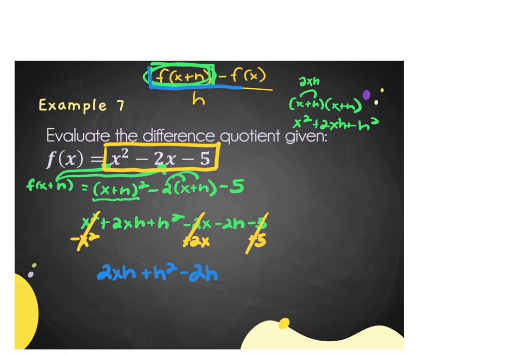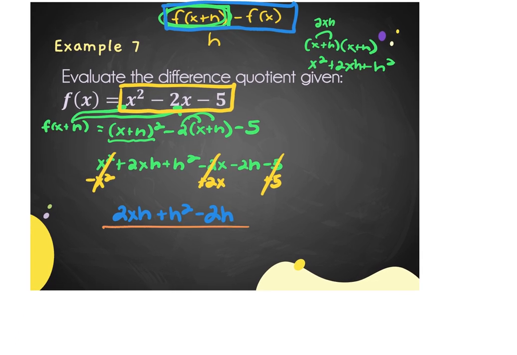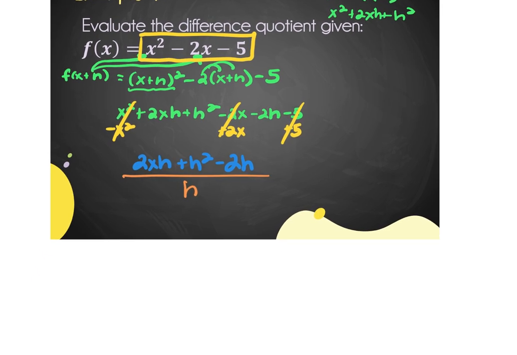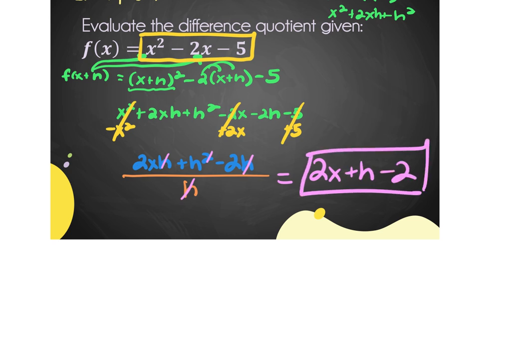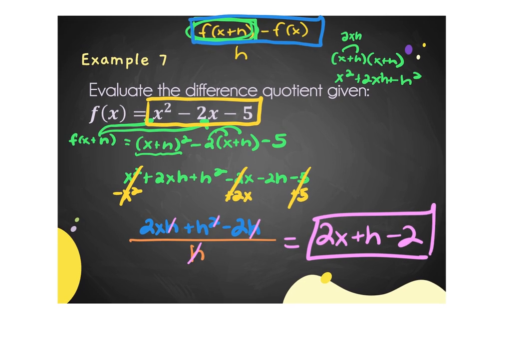That is now the whole numerator because I took my f of x plus h and then I subtracted the f of x from it. And then my last step is put it all over h and simplify. And h will cancel from every term if you've done it correctly. And what's left is 2x plus h minus 2. That is the difference quotient of this f of x.